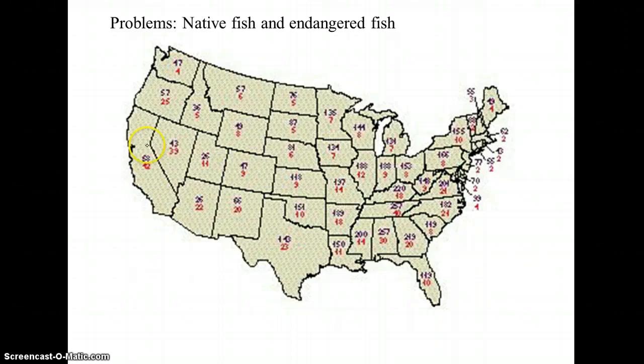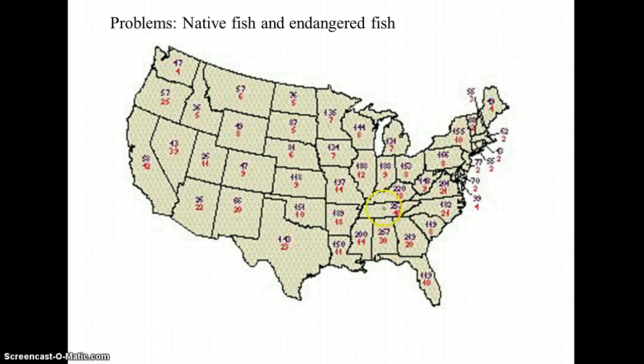And so you can see in California, where aquatic systems have been altered quite a bit, 42 of 58 are endangered. Nevada, 39 of 43, 22 of 26 in Arizona, 11 of 26 in Utah. So these western states that are typically quite dry, a high proportion of their native fish populations are in trouble. There are some endangered ones in other states, but not as much of a proportion.